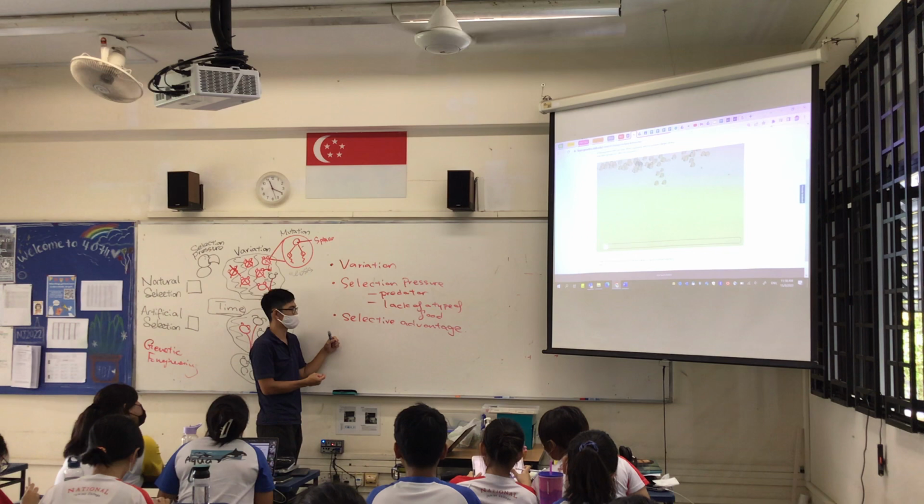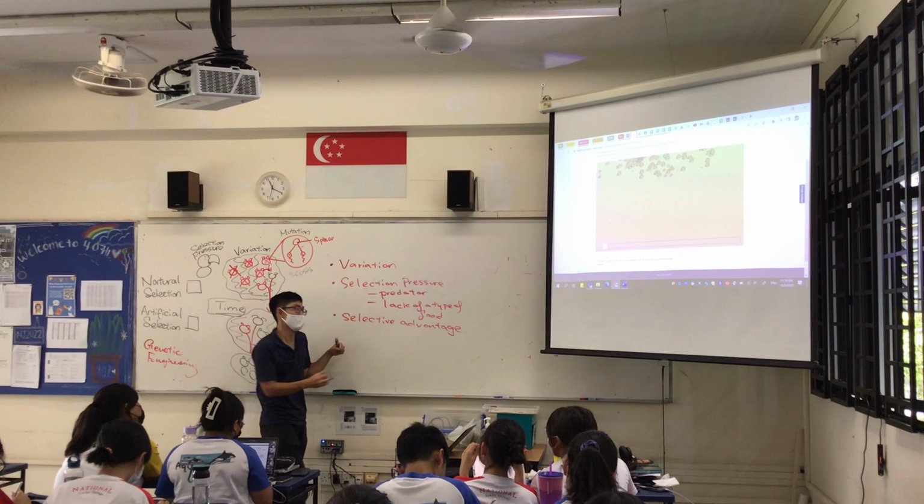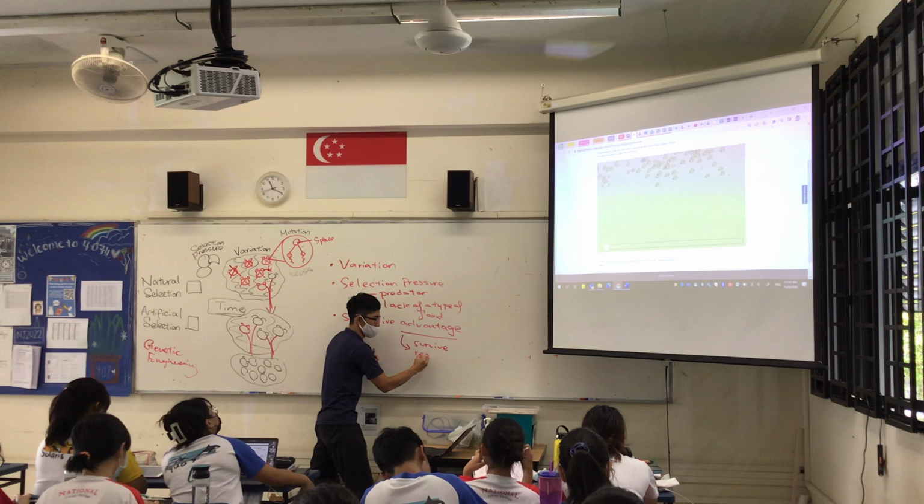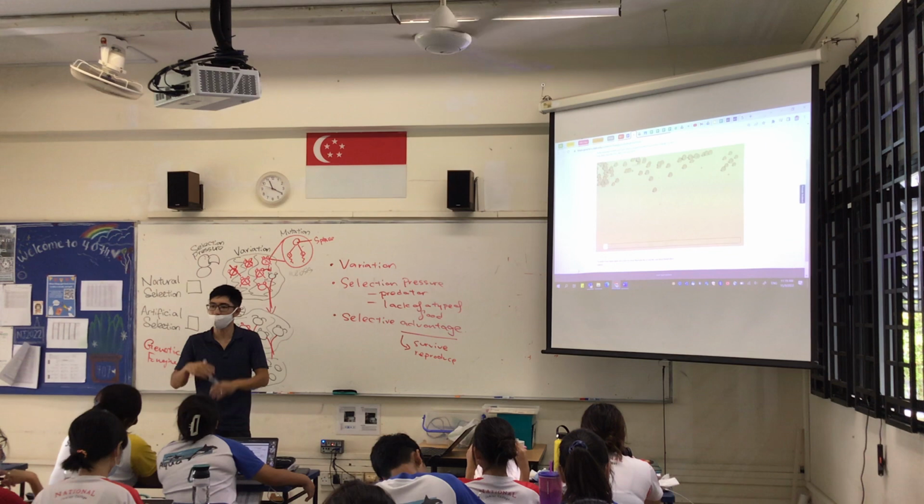It is. So, what does it mean to have a selective advantage? It means to say, okay, then what is this advantage? Your advantage now comes in that you survive and you can reproduce. That's the advantage that animals are most concerned with. You can survive, reproduce, good enough for you.